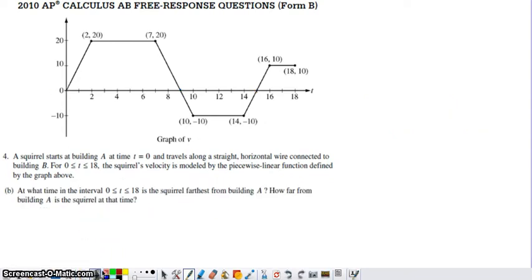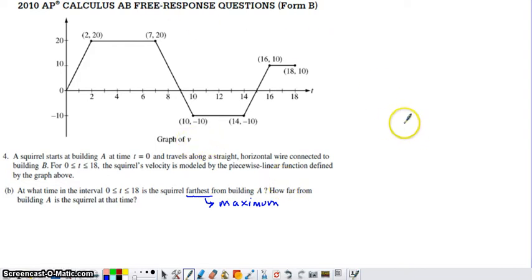In part B here, it wants us to figure out when the squirrel is farthest from building A. Now this word right here hopefully gets us thinking optimization, maximum. So what we're going to be looking for is the maximum position relative to its starting point. So we want the maximum position.